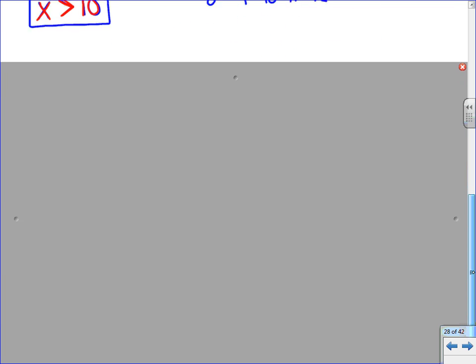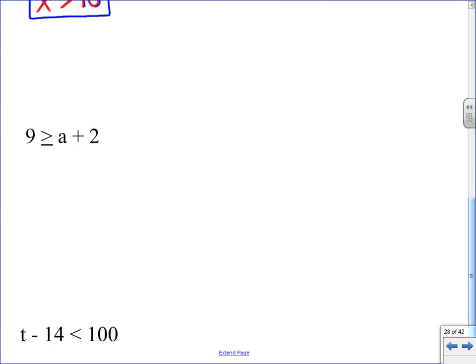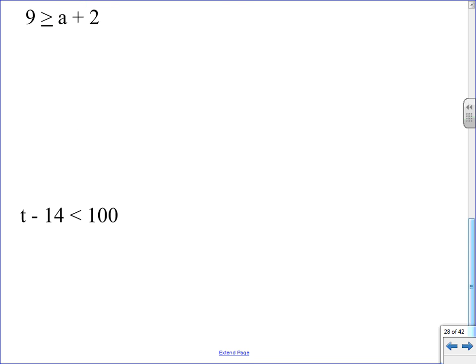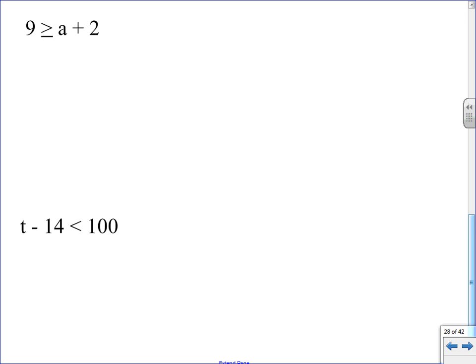I would like you to try a couple of these on your own. I want you to try to solve and graph those two inequalities. Make sure you show your work. Pause the video, try to solve those two inequalities, and start it again after you've had a chance to solve it.